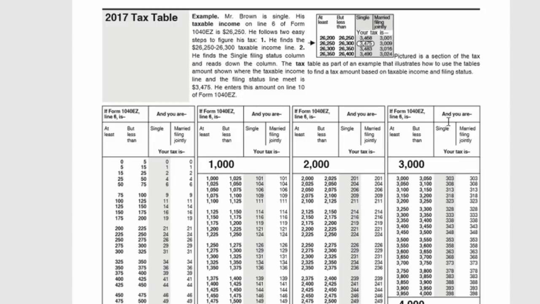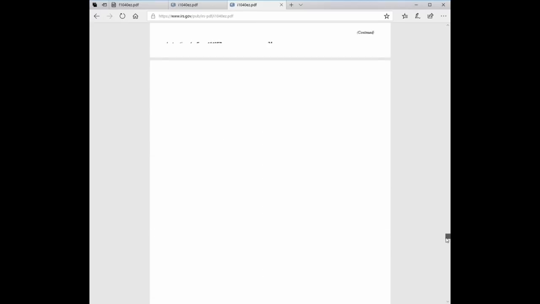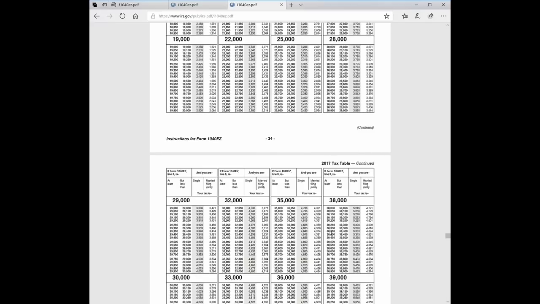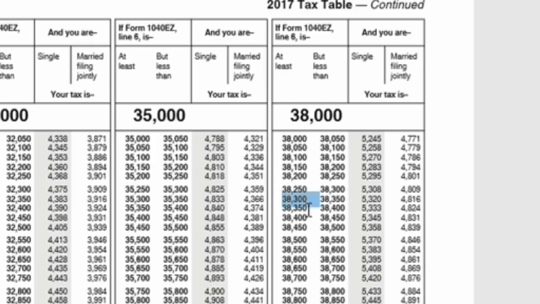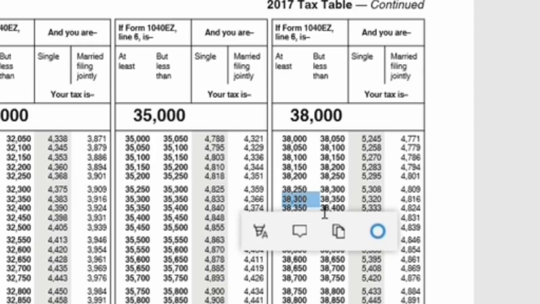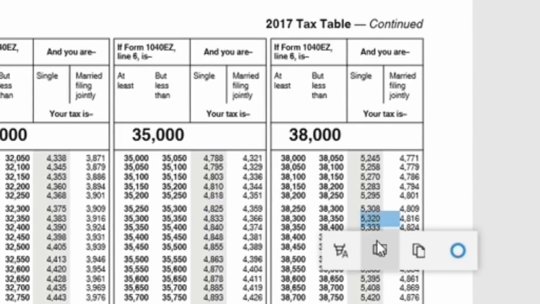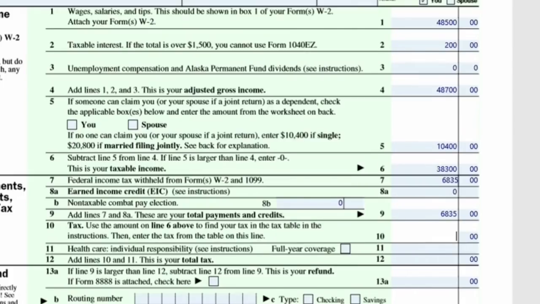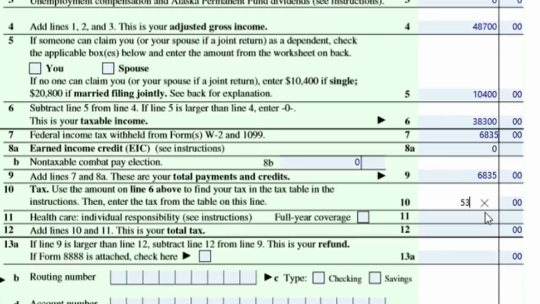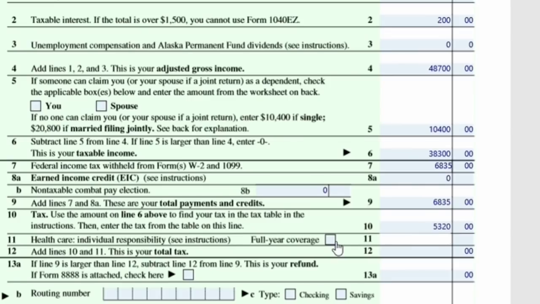So let's go down and find 38,300. So here we can see 38,300. And since Paco is single, we're going to put in the amount 5,320. So from the tax table, we are entering $5,320.